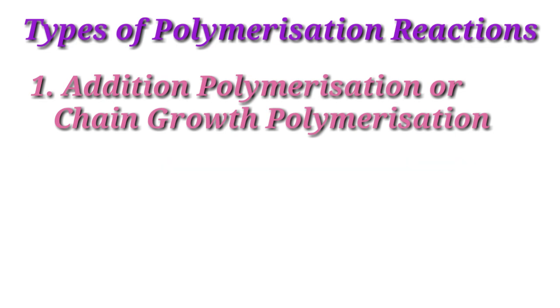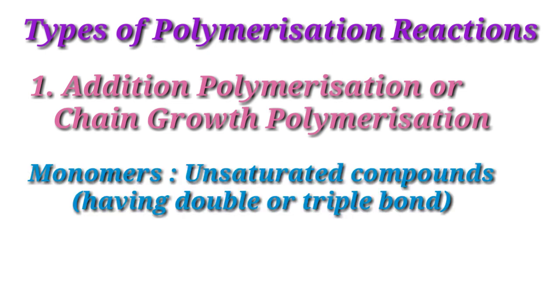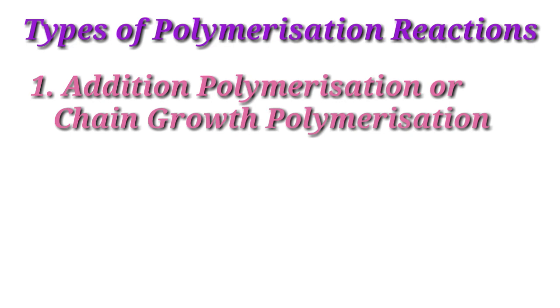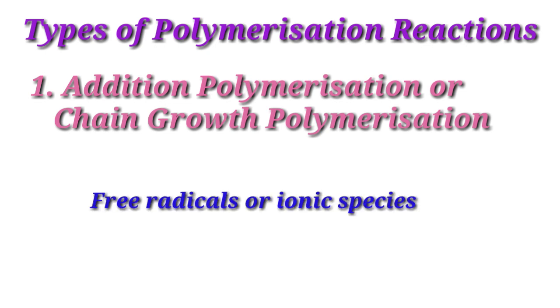In this polymerization, the monomers used are unsaturated compounds, that is, they contain either a double bond or a triple bond, and it doesn't matter whether we are using the same type of monomer or different types. This mode of polymerization proceeds through the formation of either free radical or ion species. Out of these, the free radical mechanism is most common for addition polymerization.